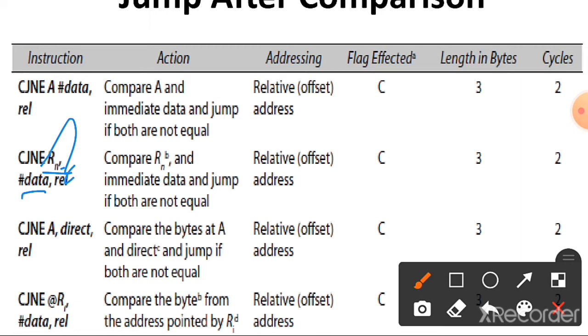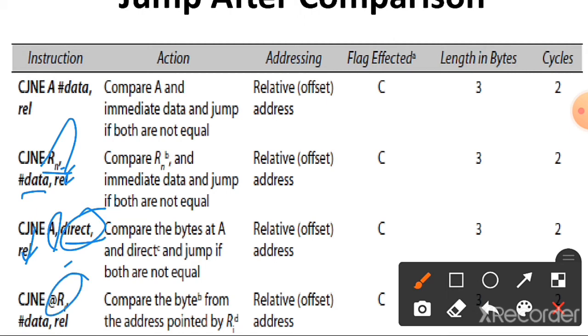Then CJNE A, comma, direct, relative. Here also we compare the byte at A and direct, and if both are not equal, then jump to this relative address. Then CJNE @Ri.